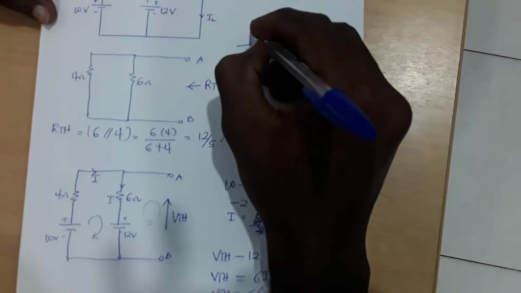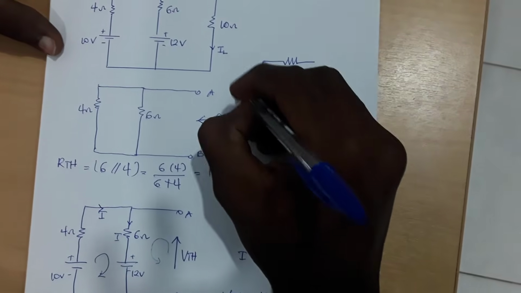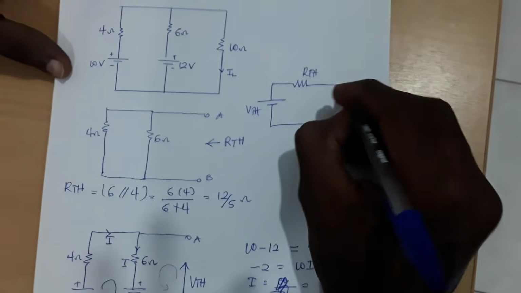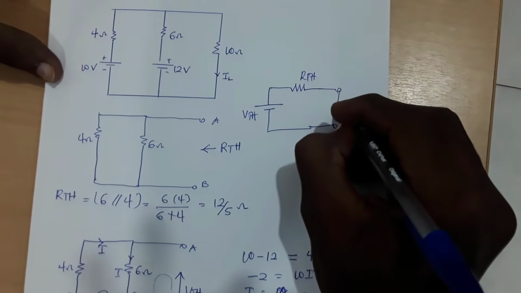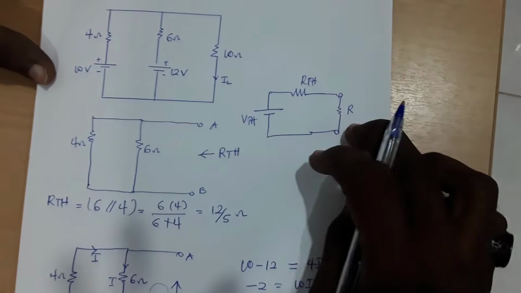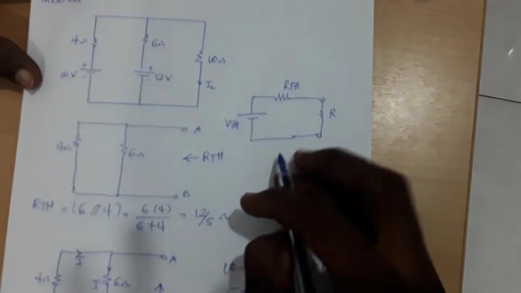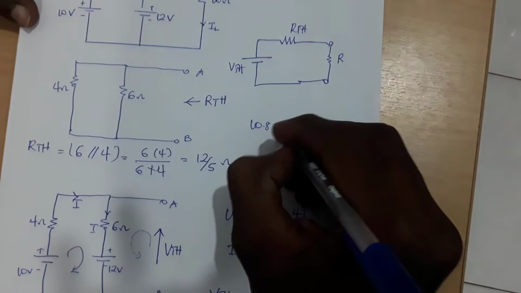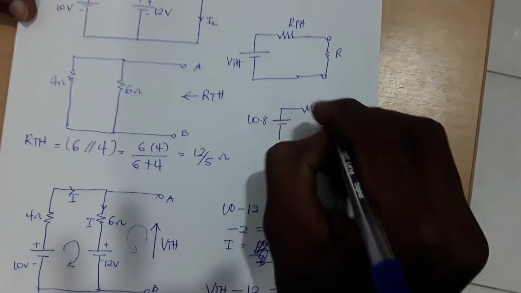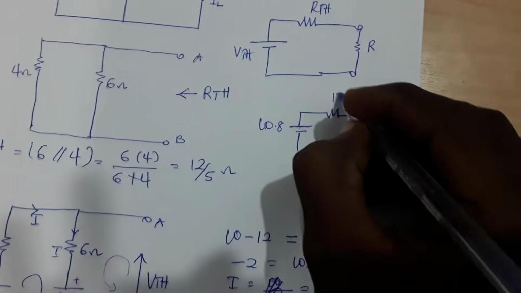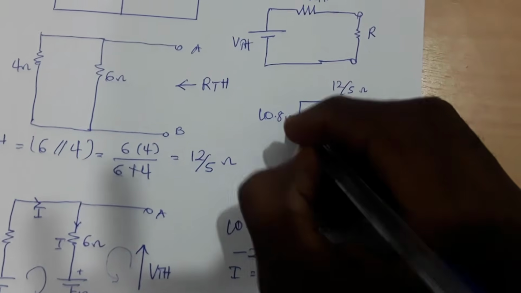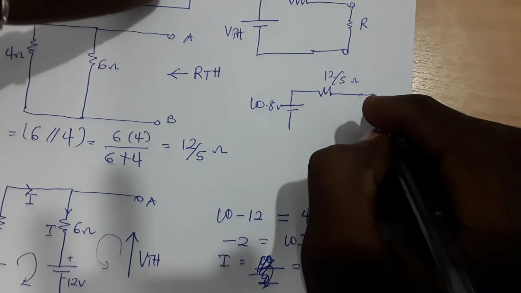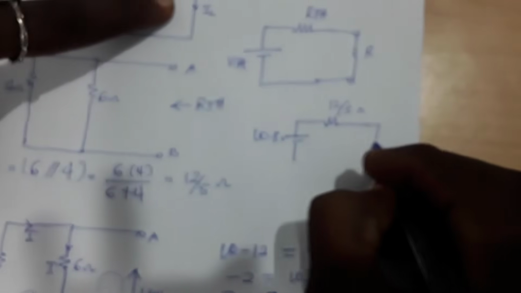Yeah, and the equivalent circuit for Thevenin is this. You have your VTH like this, RTH, and you bring the resistor in which you find the current through. So we have our VTH, which is 10.8 like this. We know our RTH, which is 12 on 5 ohms, and the resistor that we are finding the current through is 10 ohm. So we'll bring the 10 ohm here.